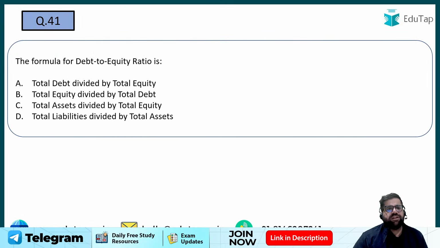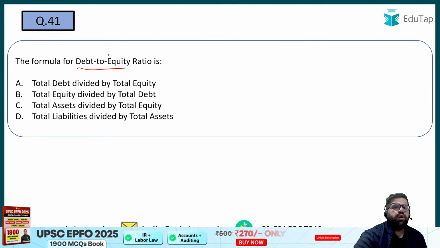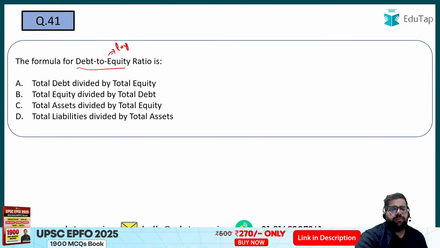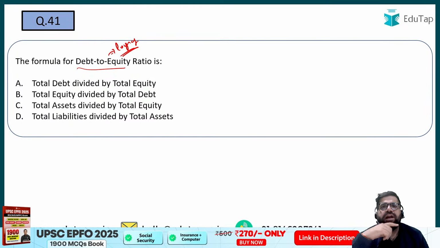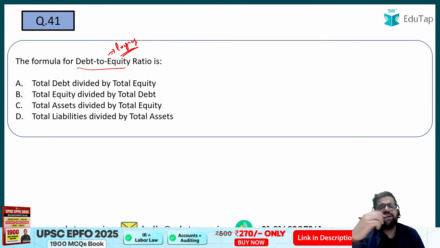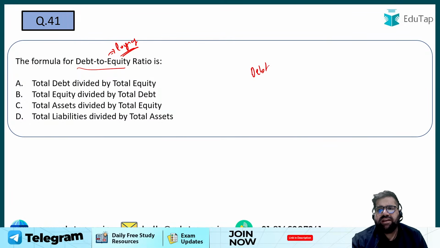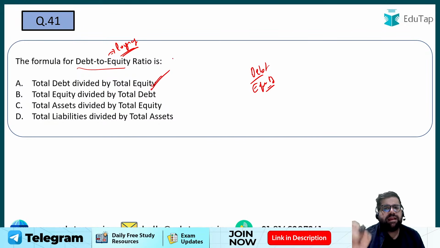नेक्स्ट इज क्वेश्चन नंबर 41. द फॉर्मूला फॉर डेट टू इक्विटी इज व्हाट? The formula of debt to equity. Debt to equity is a long term solvency formula. Long term solvency अगर आपको निकालनी बिजनेस के लिए then you will be using debt to equity. Now this is debt divided by equity. Simple. So your answer will be option number A.